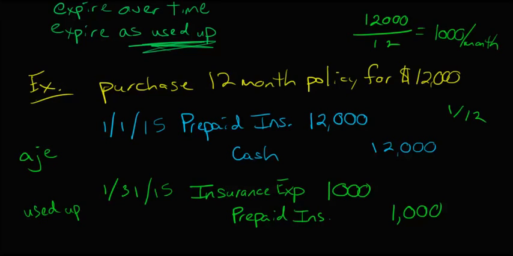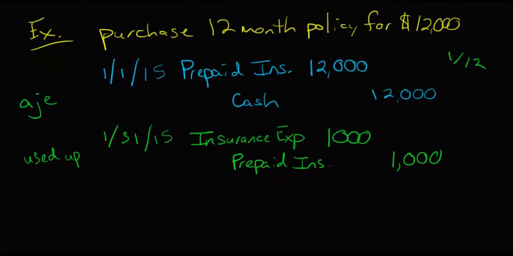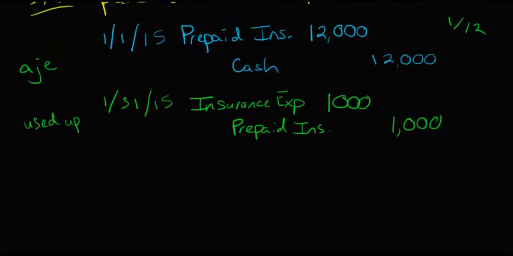So that's a type of prepayment, when we're looking at a prepaid expense. But also, you can have this prepayment issue with unearned revenue. Now, if you're not quite sure what unearned revenue is, I'll just briefly explain here.